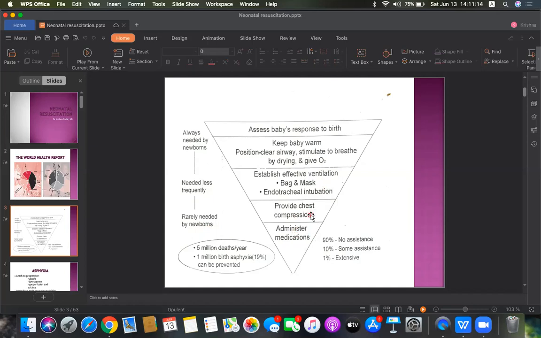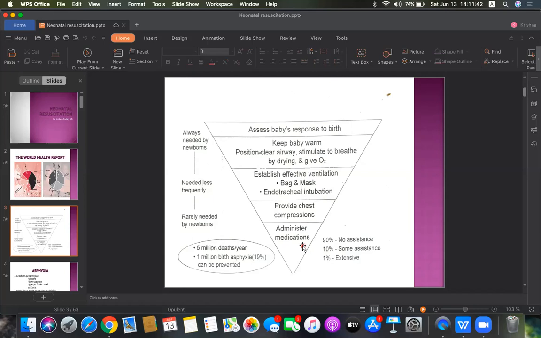They are advanced types of resuscitation, and very experienced doctors or nurses should be there. The medications necessary at the time of resuscitation are adrenaline or epinephrine, the most important among all. Atropine is also important. Then dextrose, 5% or 10%. 10% dextrose is very commonly used at that time if necessary.